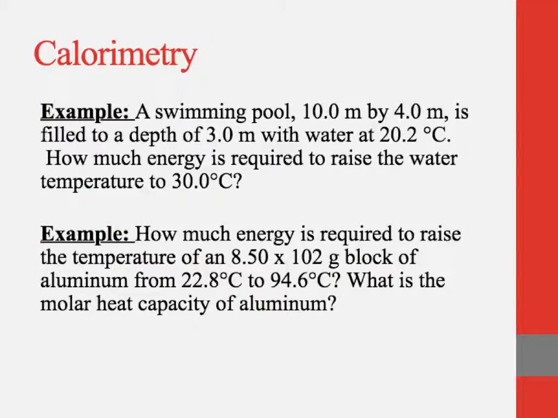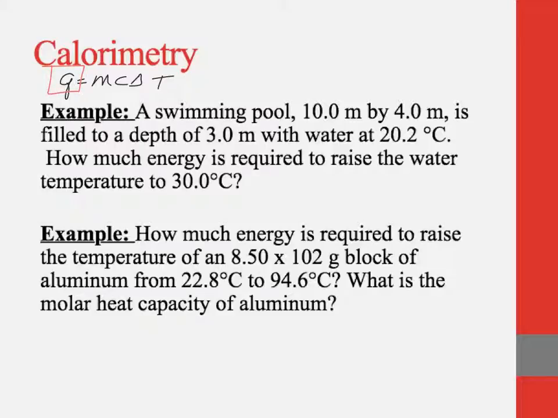So here's our first example. A swimming pool 10 meters by 4 meters is filled to a depth of 3 meters with water at 20.2 degrees Celsius. How much energy is required to raise the water temperature to 30 degrees? So first of all, we know that we're using Q equals MC delta T. And we are trying to find energy, so we are finding Q.